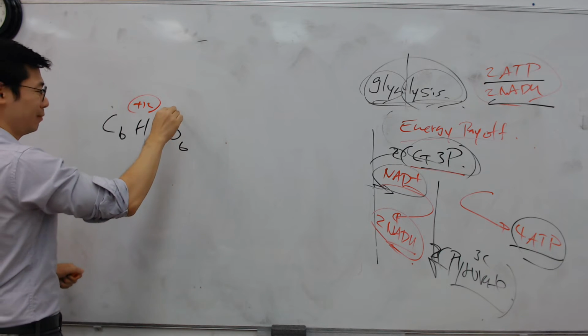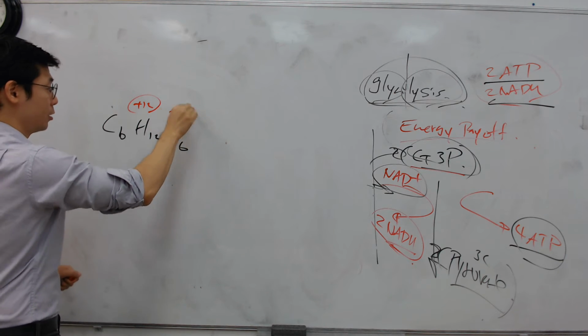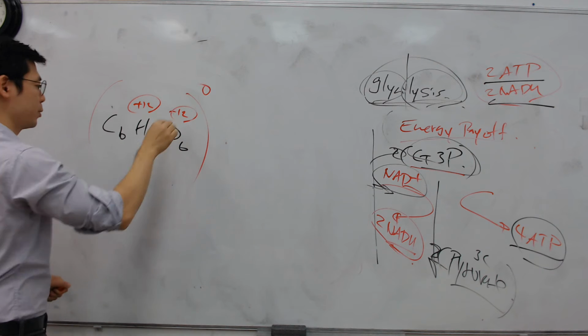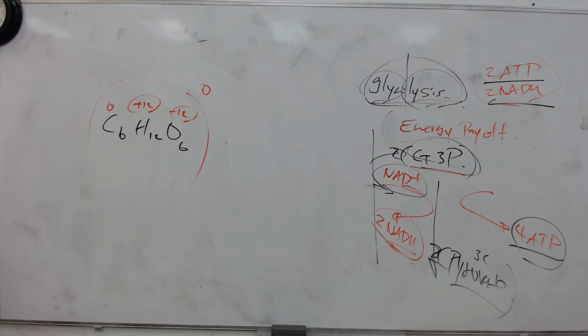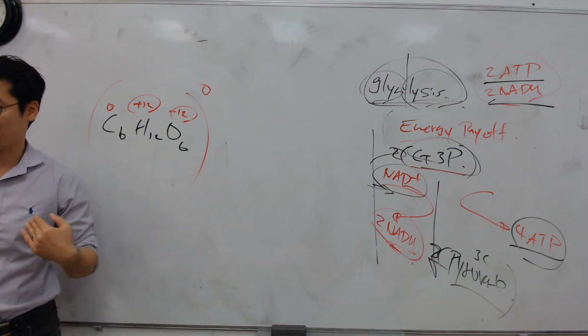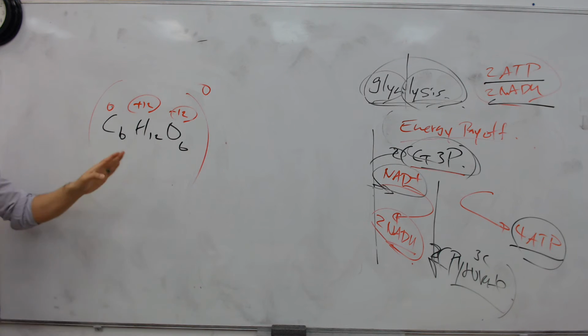And oxygen is -2, and there are 6 of them, so -12. So the whole thing does not have any charge at all, which means the carbon should have a charge of 0. Do you understand what I'm saying? If carbon has 0 charge, what does it mean? They did not lose or gain electrons. That's what it means.